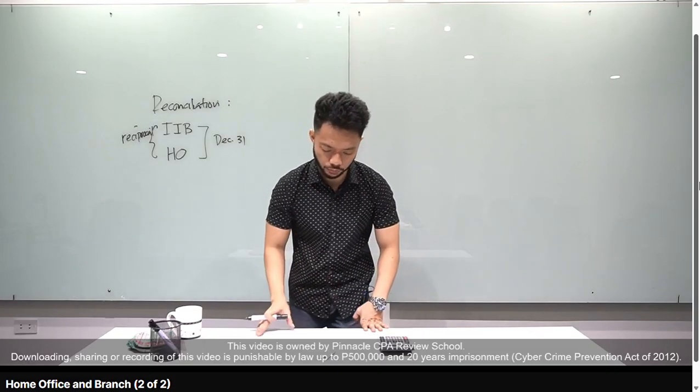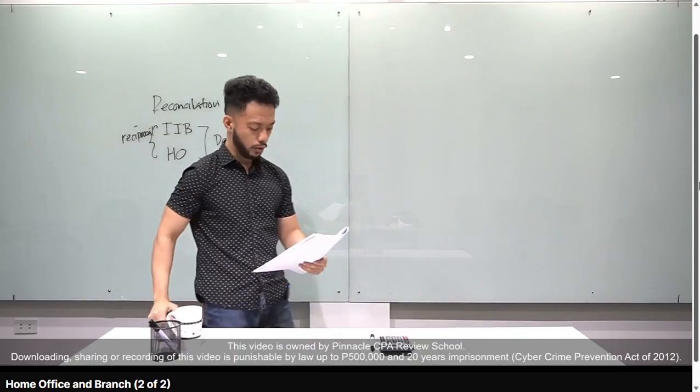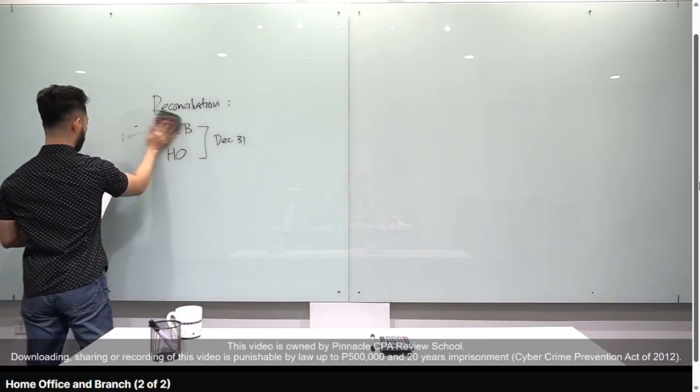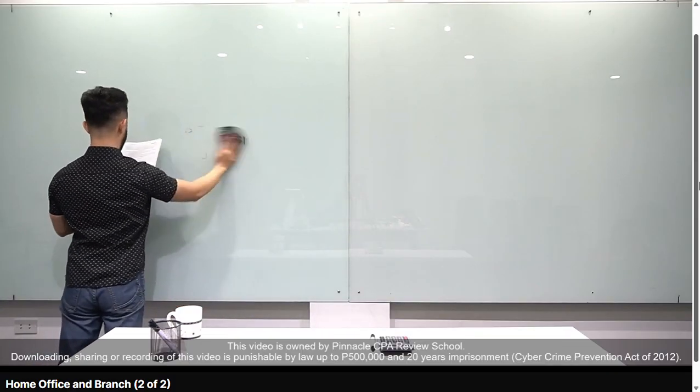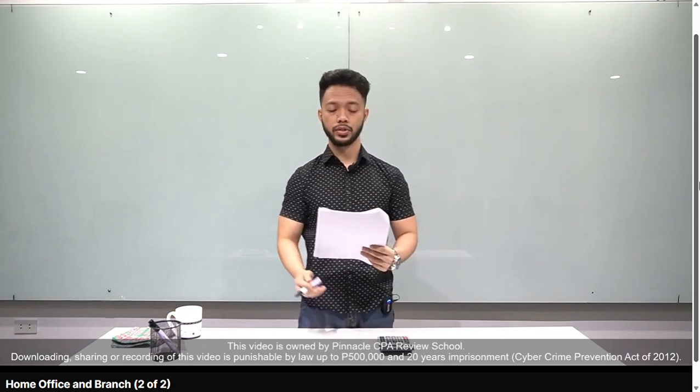Now, let's go to number 4. Problem number 4, this is an example of reconciliation problem. Tingnan natin. Question number 1, what is the unadjusted balance of the home office account? And then question number 2, what is the unadjusted balance of the branch account? Okay? Or the investment in branch account.